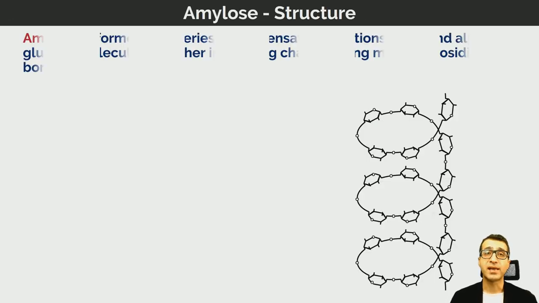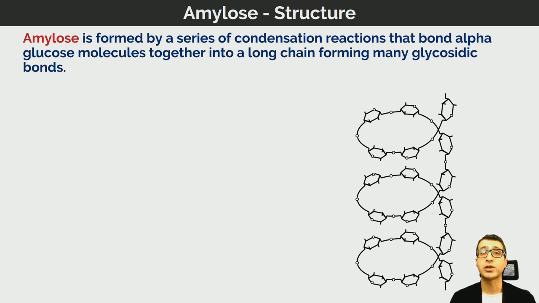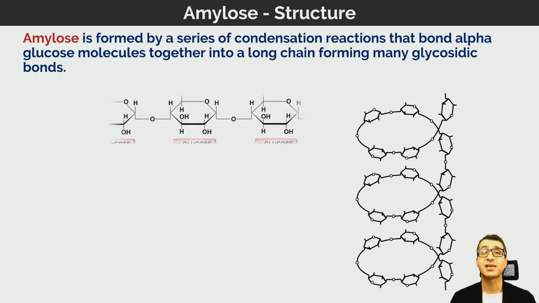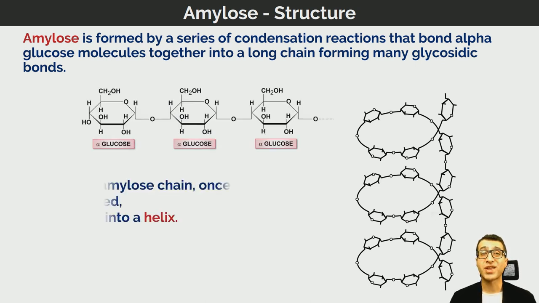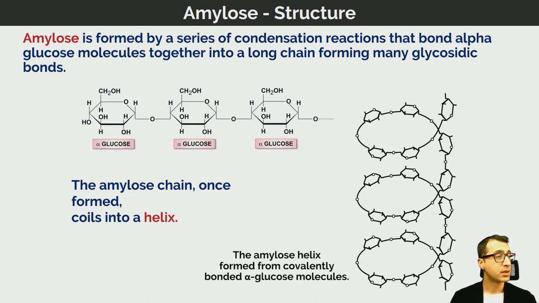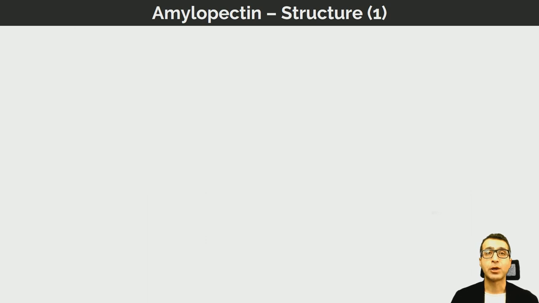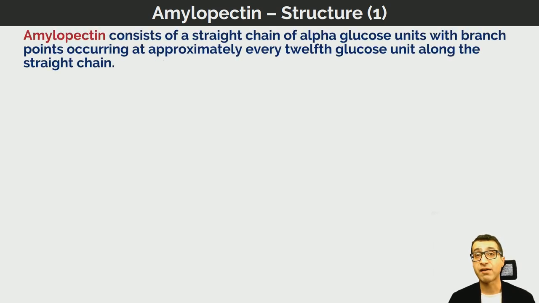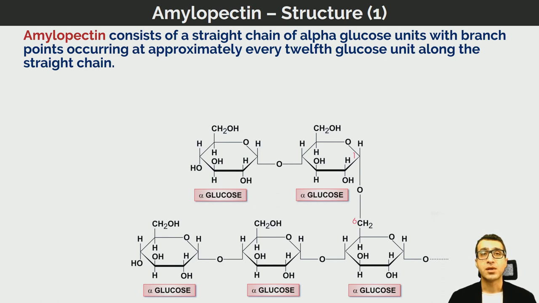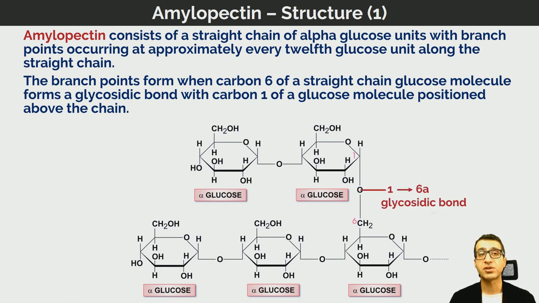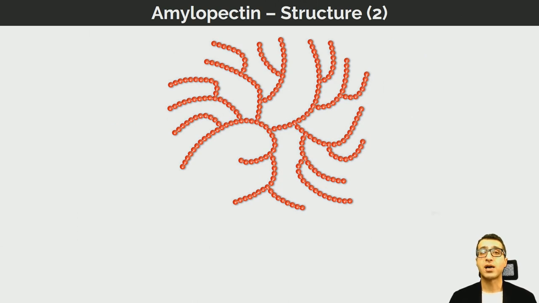So amylose is formed by a series of condensation reactions that bond the alpha glucose molecules together into a long chain, forming many glycosidic bonds like these. Now the amylose chain, once formed, will then coil into a helix like you're seeing here. So let's have a look at the structure of amylopectin. Now this consists of a straight chain of alpha glucose units with branch points occurring approximately every 12th glucose unit along the straight chain. So the branch points form when carbon 6 of a straight chain glucose molecule forms a glycosidic bond with carbon 1 of a glucose molecule positioned above the chain. And so this would be referred to as a 1,6 alpha glycosidic bond.